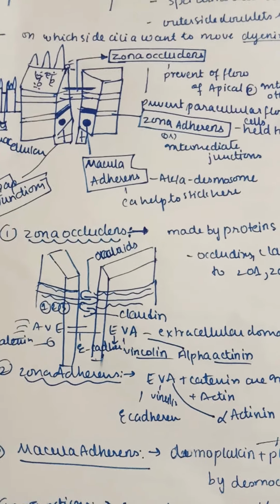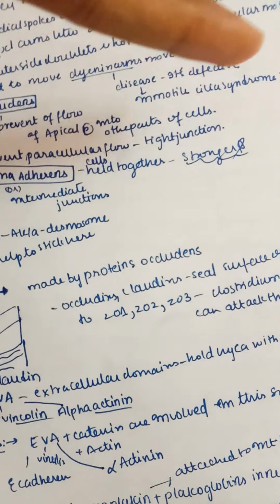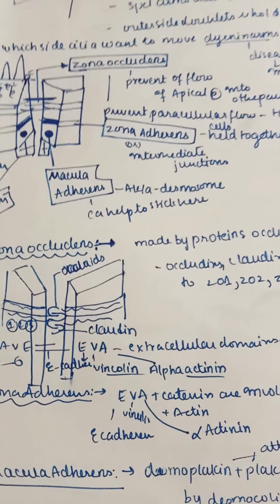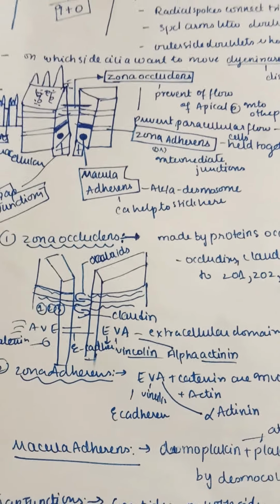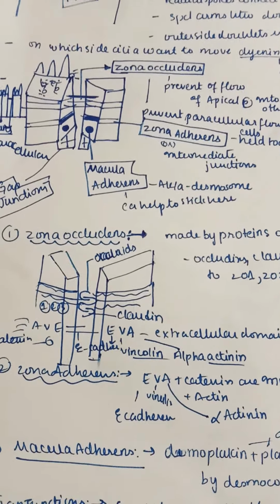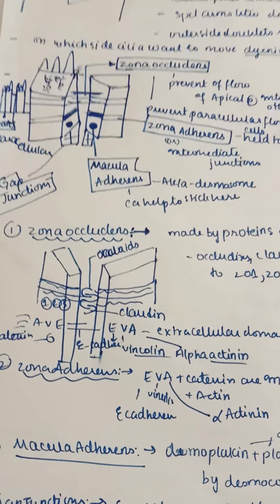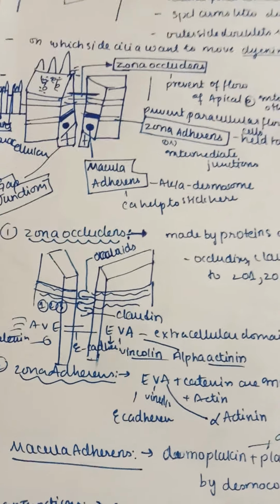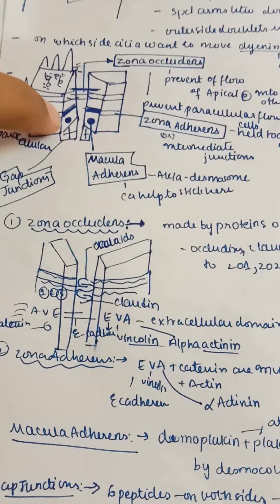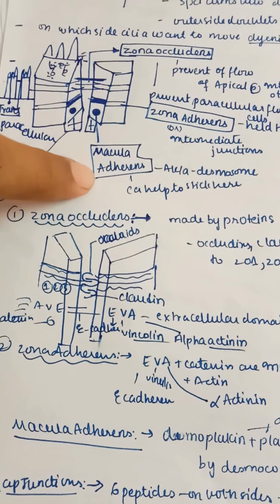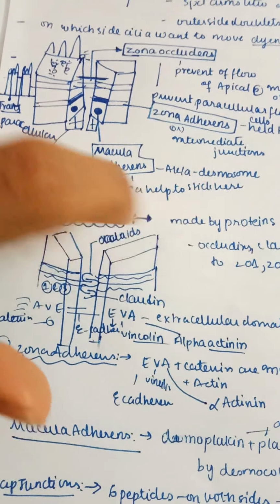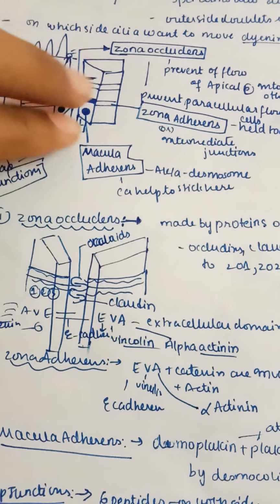And next we are having zona adherens. We can see here the zona adherens which hold the cells together. What is stronger among all these is zona adherens, which holds the cells together, and is also known as intermediate junctions. Next, you can see spot-like structures known as macula adherens. These are also known as desmosomes. With calcium they mainly help to stick the cells together.